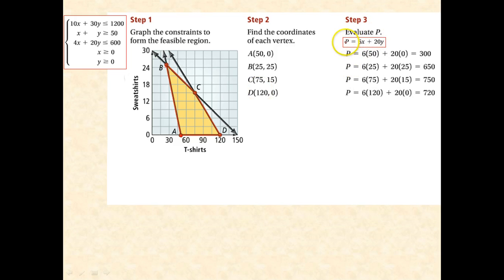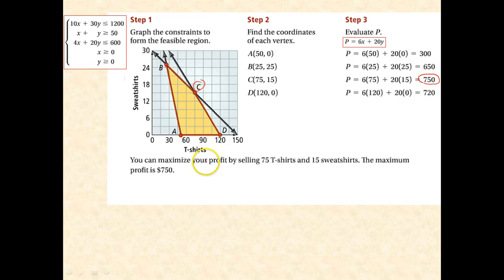Next, we evaluate our objective function, which is profit, for each one of these coordinates, each of these vertices. And we end up getting our maximum at the point 75, 15, which is C. And our maximum profit is 750. So now we know that we would maximize our profits if we sell 75 t-shirts and 15 sweatshirts. That'll help us plan. We'll make 75 t-shirts and 15 sweatshirts, and that will make it most likely that we'll get the biggest profits.